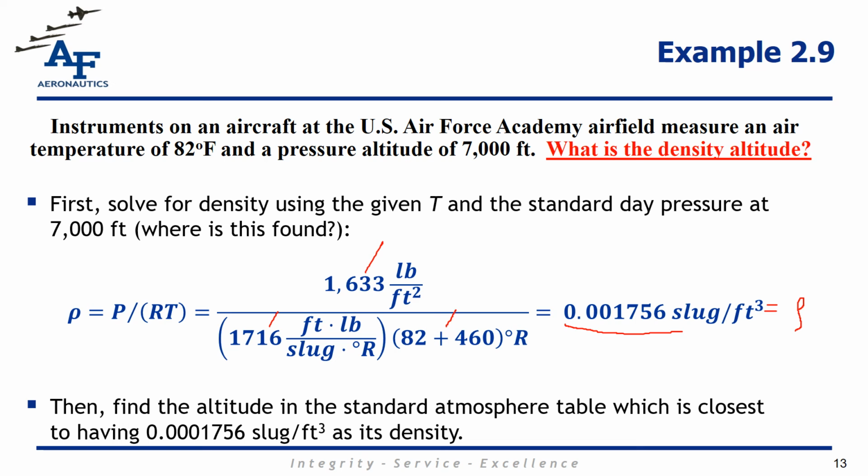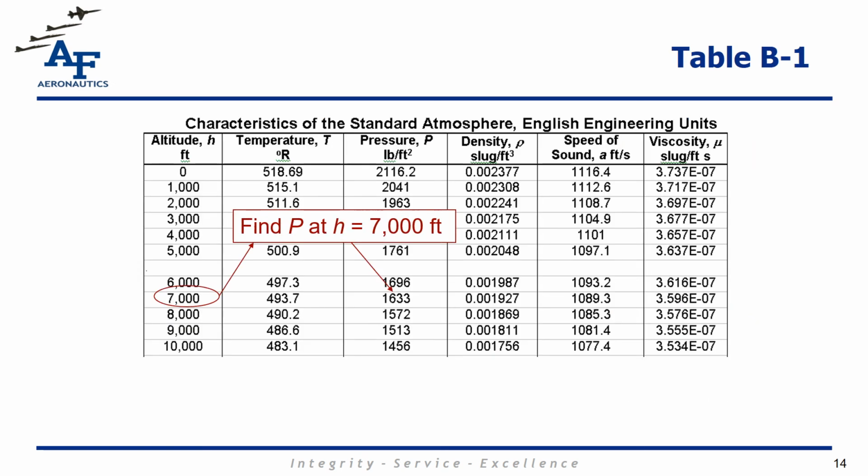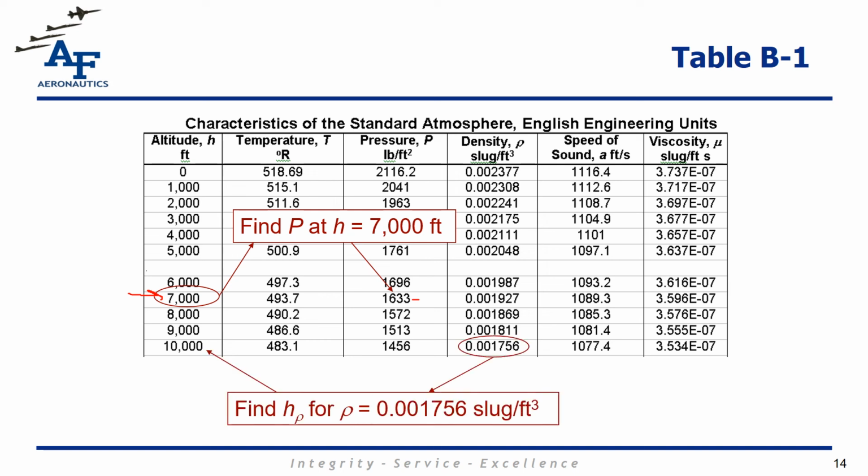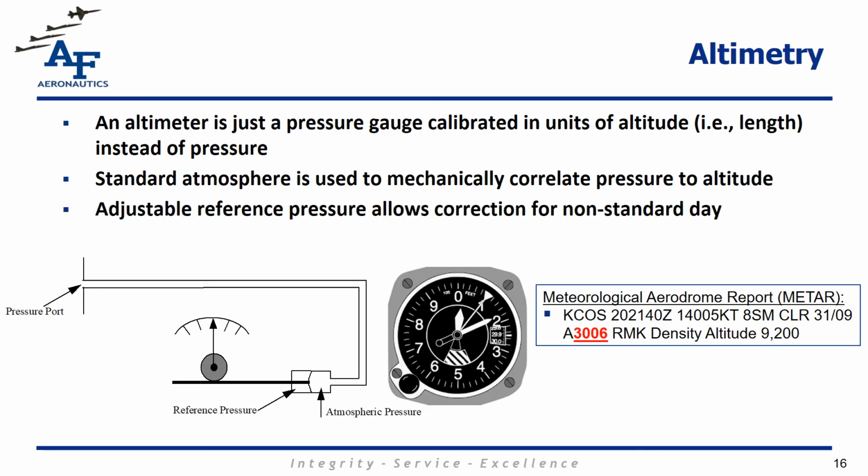So what's the closest altitude? Well, let's go to the table. Now remember, we entered the table at 7,000 feet pressure altitude from 1633 and found 1633, and then we calculated the density of 1756, which corresponds to a density altitude of 10,000 feet. So I wanted to get through this portion of the lecture because I didn't get a chance to cover it today in class. This is not very straightforward in the material, and that's why I like to do this example.